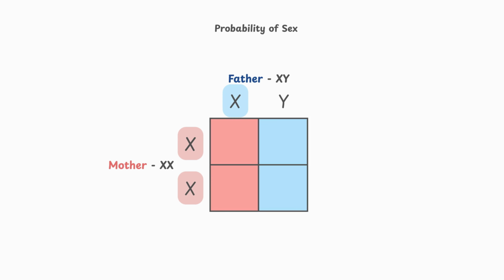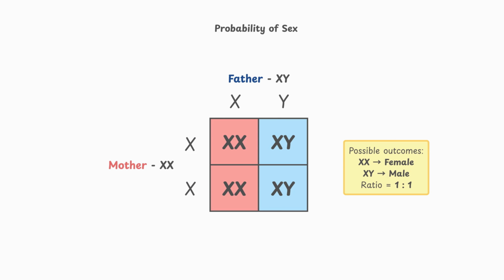If the father's X sperm fertilizes the mother's X egg, the offspring will have XX. This results in a female child. If the father's Y sperm fertilizes the mother's X egg, the offspring will have XY. This results in a male child. When all possible combinations are shown in the Punnett square, there are two XX outcomes and two XY outcomes.